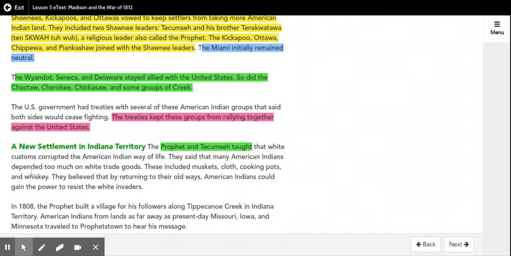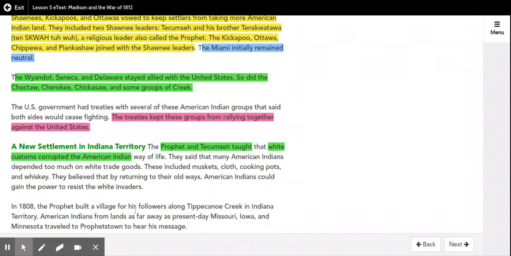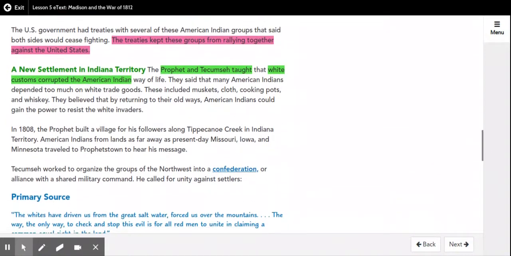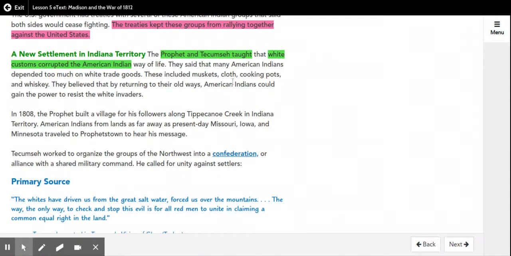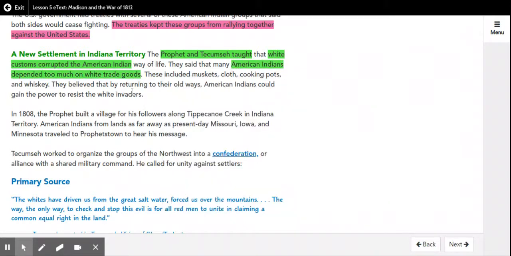American Indians from lands as far away as present-day Missouri, Iowa, and Minnesota traveled to Prophetstown to hear his message. Tecumseh worked to organize the groups of the Northwest into a confederation, or alliance with a shared military command. He called for unity against settlers.